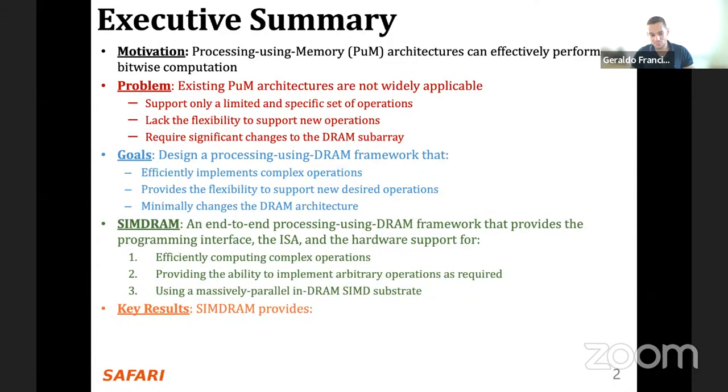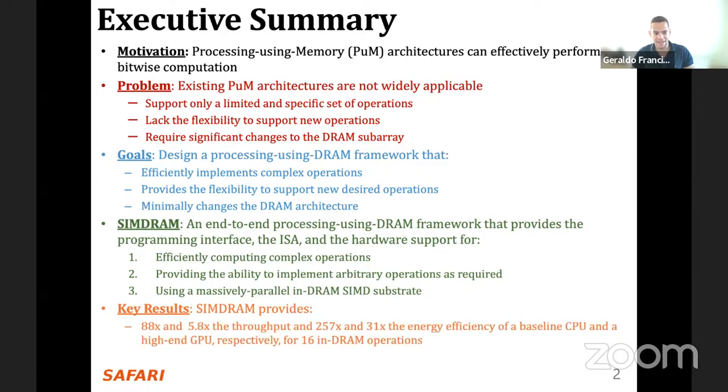We extensively evaluate SIMDRAM and we see that it provides 88 times and 5.8 times the throughput and 257 times and 31 times the energy efficiency of a baseline CPU and a high-end GPU for 16 different operations that we implement using this framework. We also use the SIMDRAM framework to accelerate 7 real-world applications, from neural networks to databases, for example. And we see that SIMDRAM can provide 21 times and 2.1 times the performance of the CPU and the GPU over those 7 real-world applications.